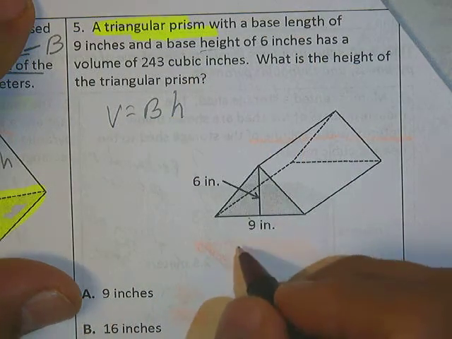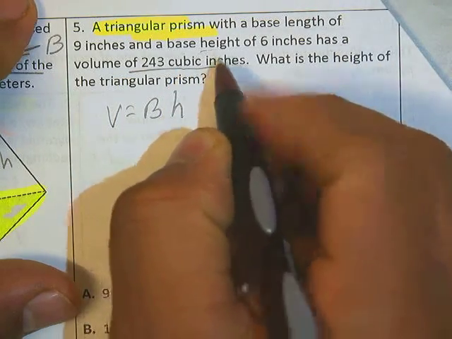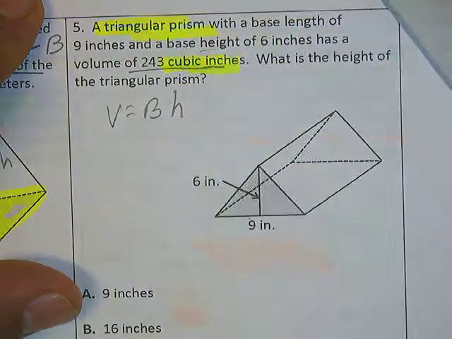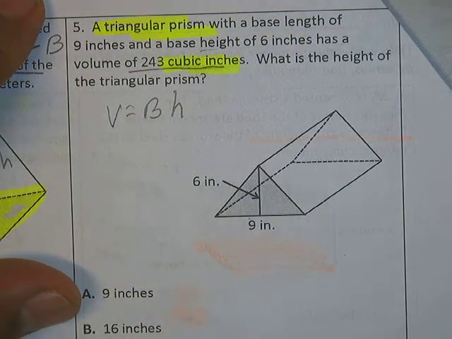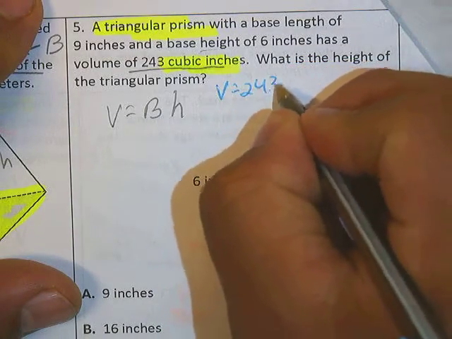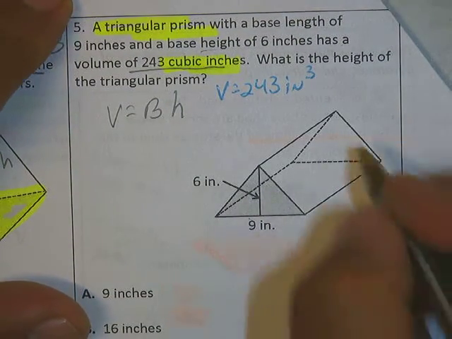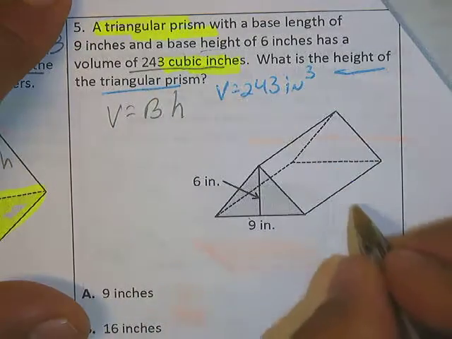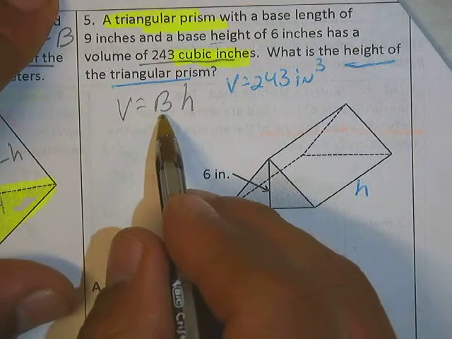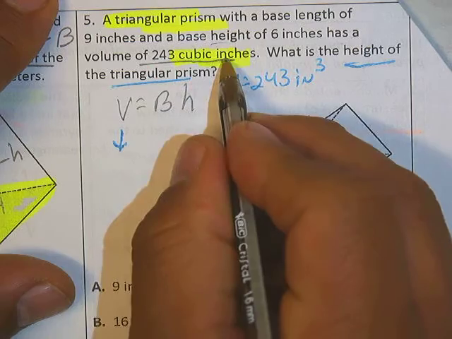Number 5. A triangular prism, look at that, right there. Boom, prism. I know I'm going to use volume equals area of the base times height. No, don't divide by 3, because it's a prism. With a base length of 9 and a base height of 6. It's telling you right there. Has a volume of 243 cubic inches. Look at that, the word cubic is key. They're already telling you that the volume equals 243 cubic inches.